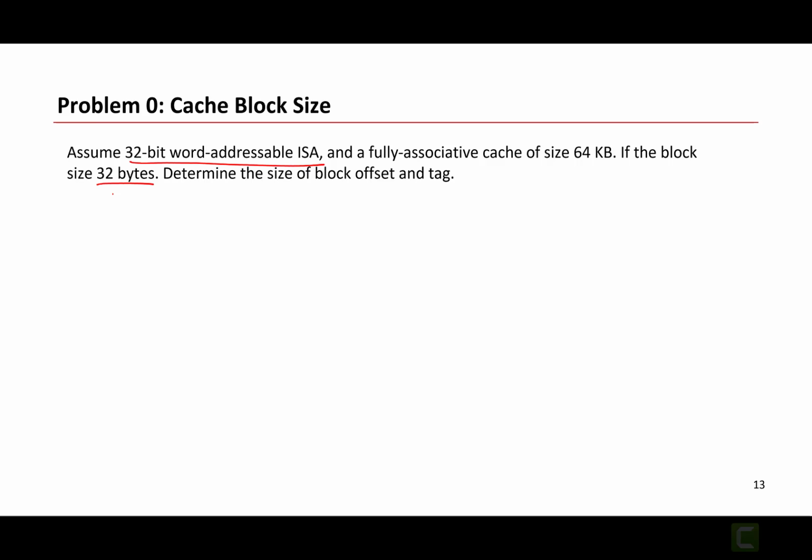So now let's think about the block. So we are given that it is of size 32 bytes. Now for a byte addressable ISA, I would say there are 32 different addresses that can refer to this block, right? But in the case of a word addressable ISA, we'll have to first think about how many words are there in this block. So in a 32-bit word addressable ISA, it's assumed that the word is 32 bits, which is 4 bytes.